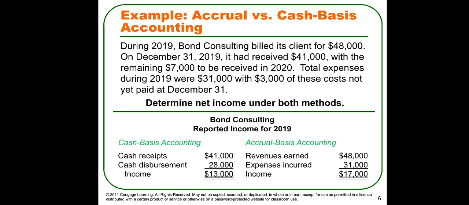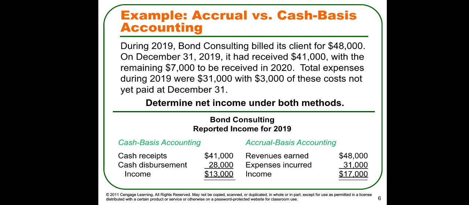for year 2019, you read the scenario again. Bond Consulting billed its client for 48,000 and received only 41,000 cash. So during the year, the business has provided services to clients and the value of the services is 48,000. Those are the things that happened in the year. So using accrual basis accounting, you have to record revenue as 48,000. Services have been provided during the year with the value of 48,000.